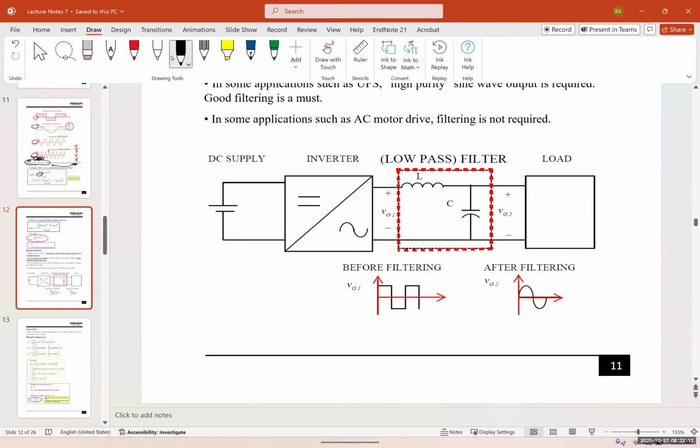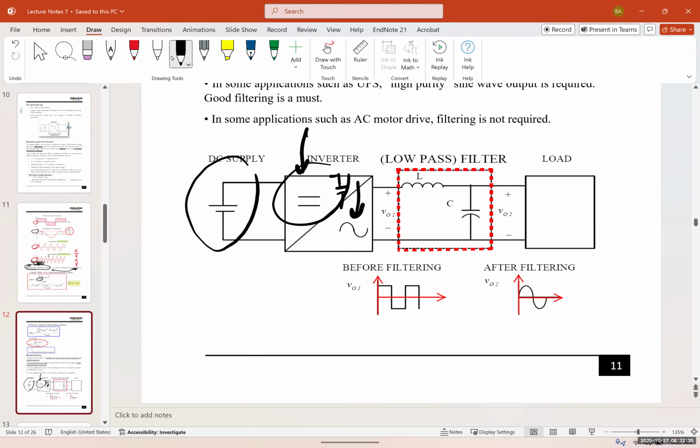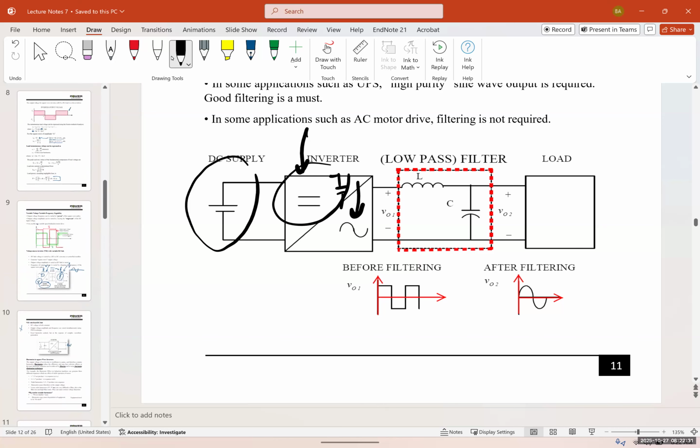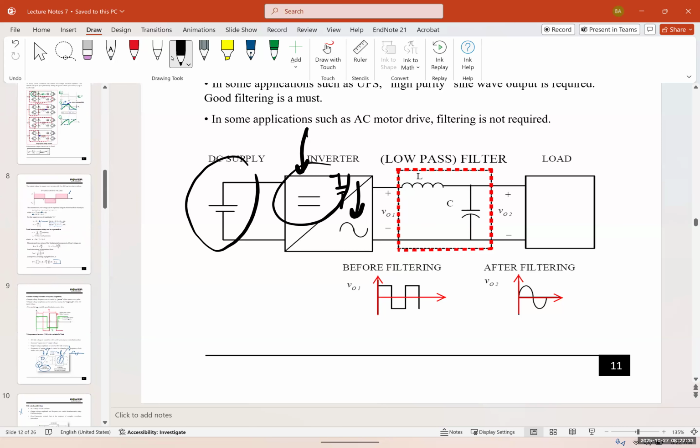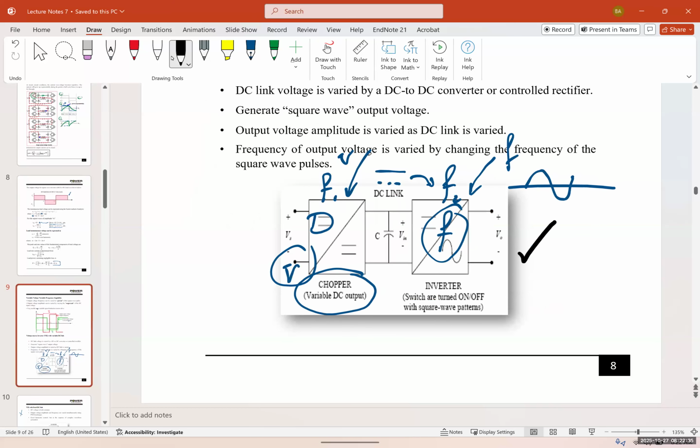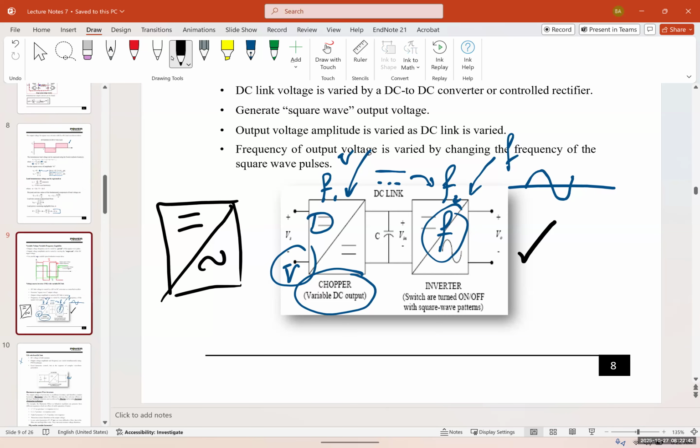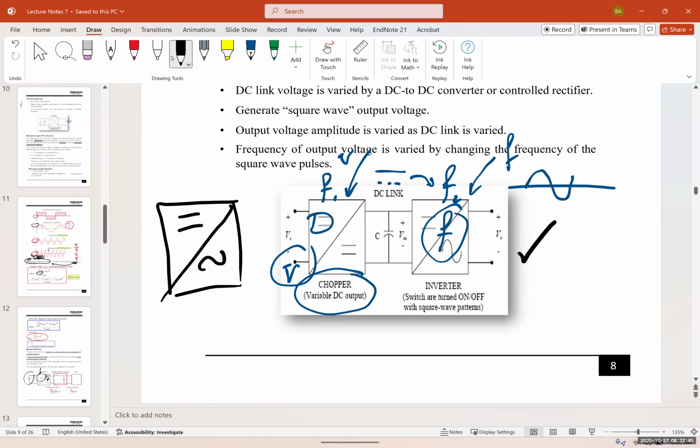Then we have a fixed DC link, or what we call a variable DC system, connected to an inverter. And again, these two have a fixed DC link together. That's exactly what we saw here. Let me go back a little bit. It's exactly this one, so we can draw it like this. We have a DC to DC chopper and an AC system.